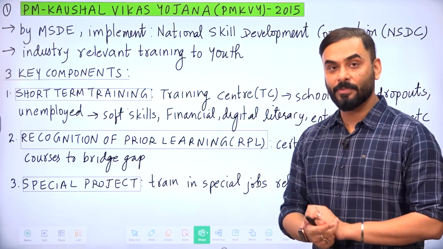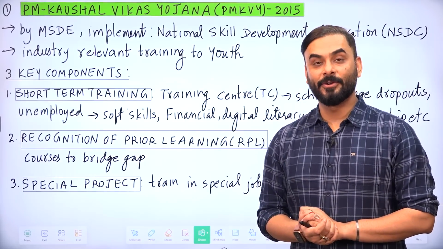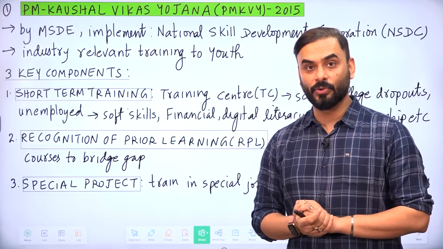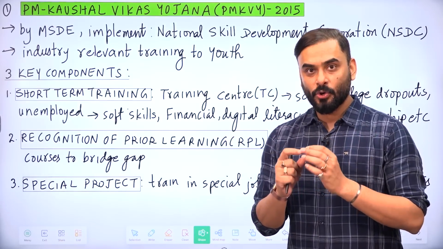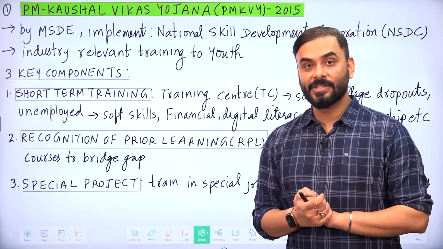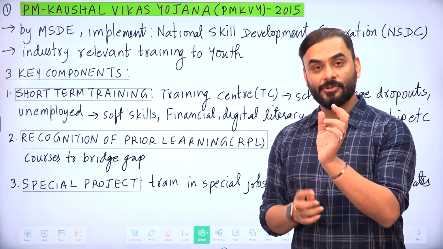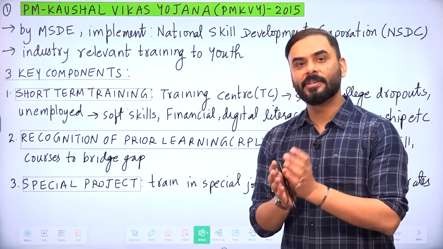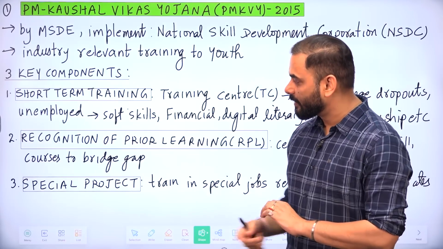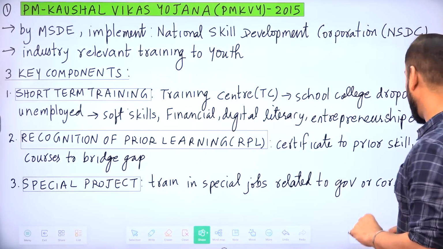And the third is a special project. For example, the government of India is running a program related to solar energy, where the government is giving solar cells to different households, and the government needs people who have some idea of solar cells, how to install them, etc. So the government of India is saying that it will train people with some special skills so that they can get employment in specific government jobs and private jobs as well. So three things: short-term training, recognition of prior learning, and special projects. This is being done under Pradhan Mantri Kaushal Vikas Yojana.